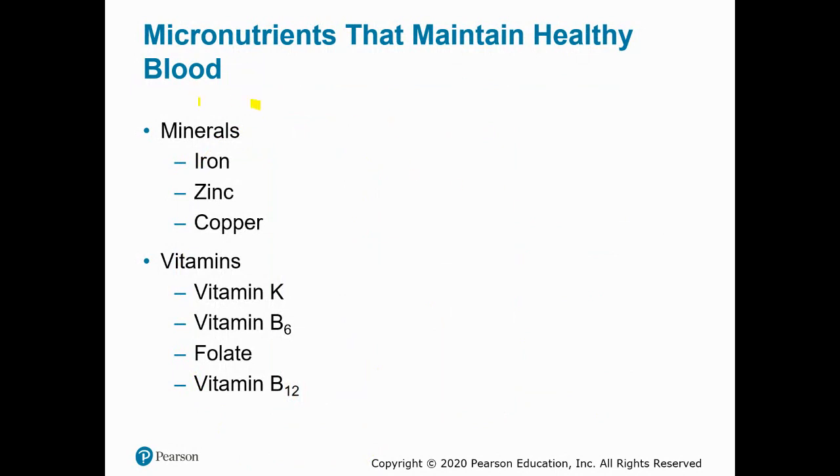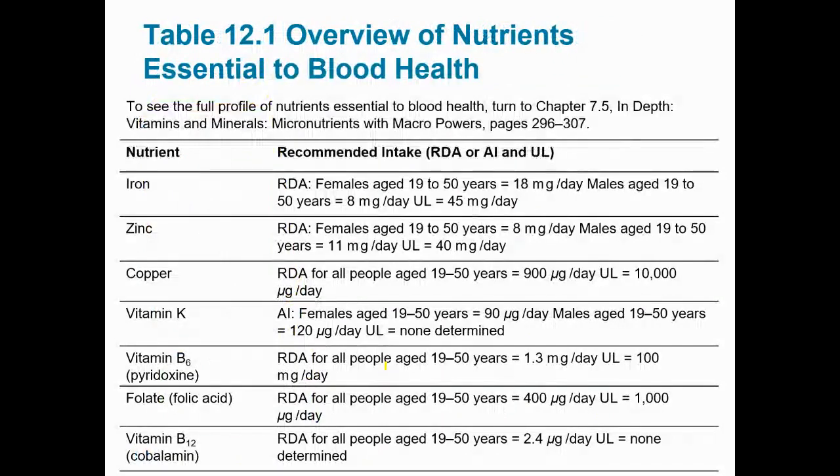All right, here's a quick overview of the different micronutrients that we'll talk about for blood health. You'll notice vitamin K, B6, folate, and B12 are all vitamins we've talked about already in reference to other body systems, but they're so critical also in this system of maintaining healthy blood that we revisit them here. And then iron, zinc, and copper will be relatively new. We haven't really said much about these three.